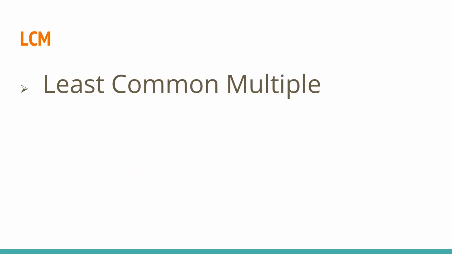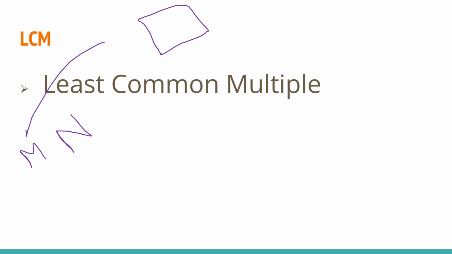Next, let us see the LCM value. So LCM is nothing but least common multiple. So consider, let us say there are two numbers m and n. LCM is nothing but the number which is divided by both m and n, and it should give the remainder 0. The remainder should be 0, and the number should be as least as possible.